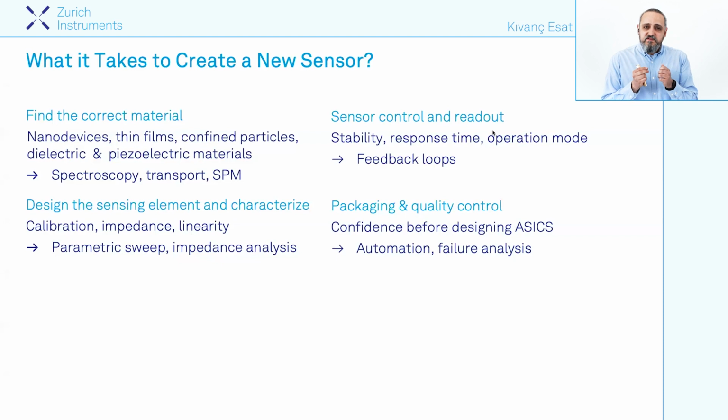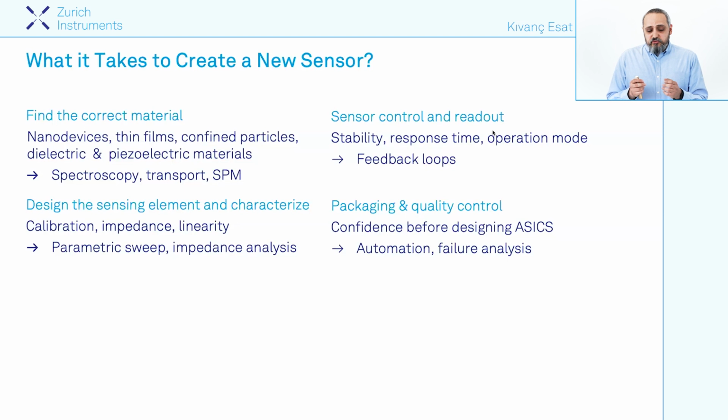Once we understand the actual interaction we are looking at, the next step is designing the sensing element based on the principle we discovered and characterizing its behavior. That is calibration, impedance measurements, and looking at the linearity to find the optimum operation conditions. This is done by parametric sweeping, impedance analysis, and so on.